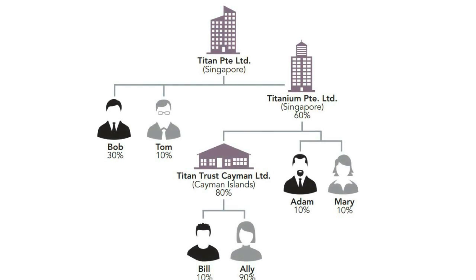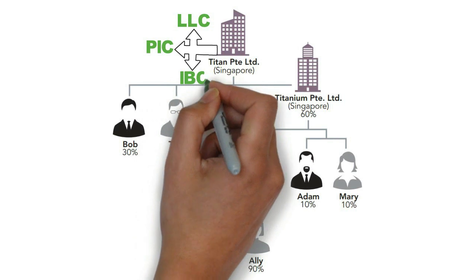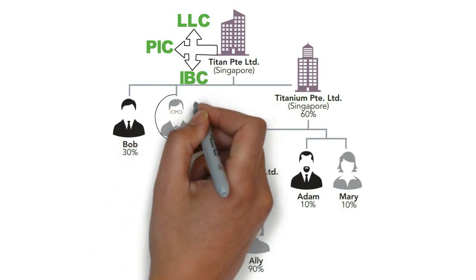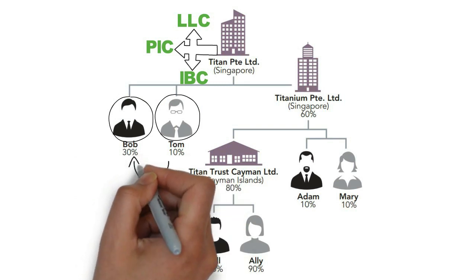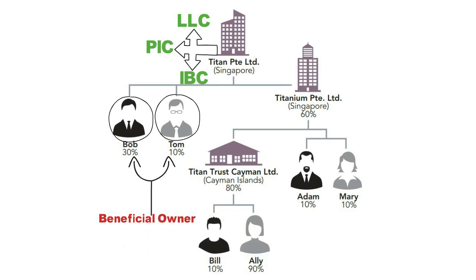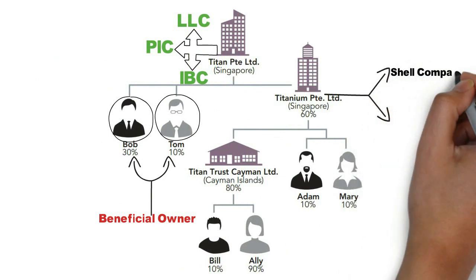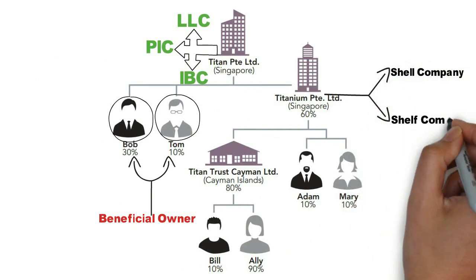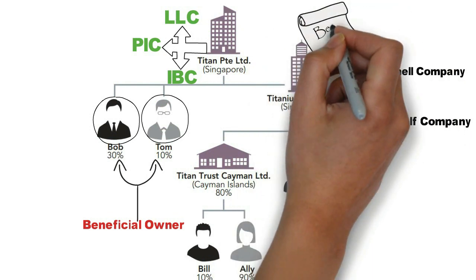Moving on, the next section provides you with information regarding various types of legal companies like limited liability companies, private investment companies, and international business corporations. The important thing to consider here is that these companies are usually formed to hide the actual beneficial owner, who is usually a natural person. This is usually done by creating a complex ownership structure or creating fictitious companies known as shell or shelf companies. You will also be introduced to the concept of bearer shares.